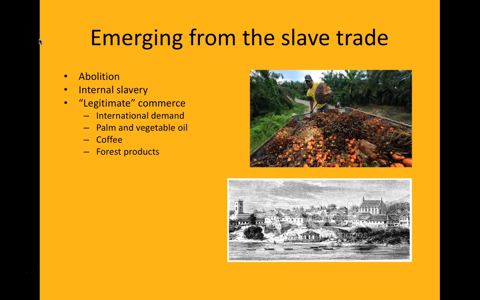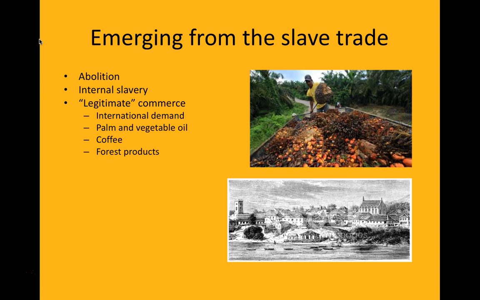But the oil from the oil palm nuts was very good for providing lubrication for the machines in the Industrial Revolution. And so there was a high demand for palm oil. Europeans also introduced coffee from the New World into parts of Africa that proved to be perfect in terms of climate and conditions for growing coffee.